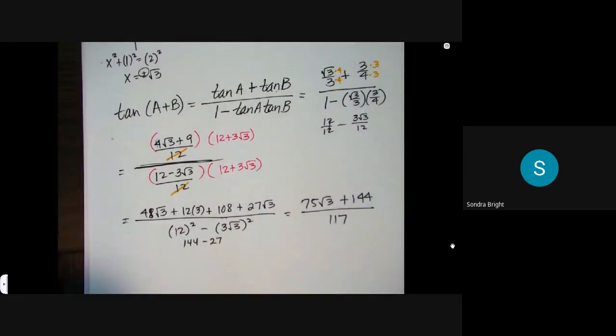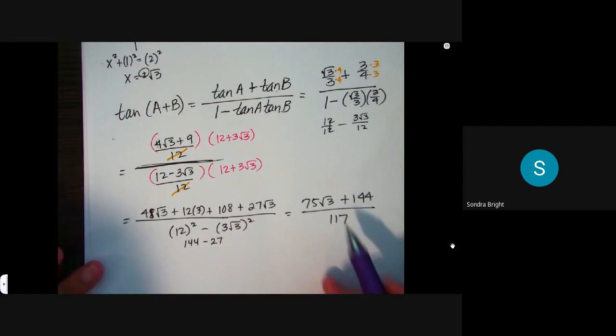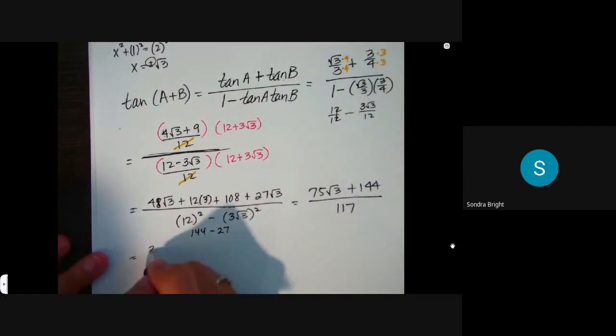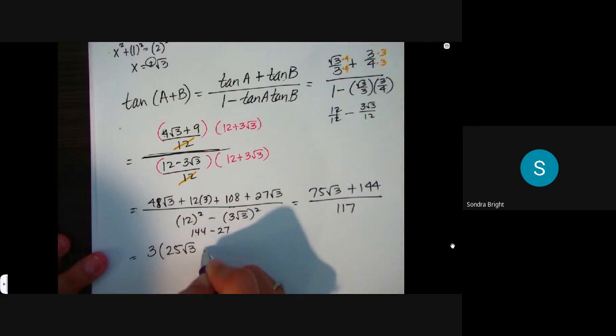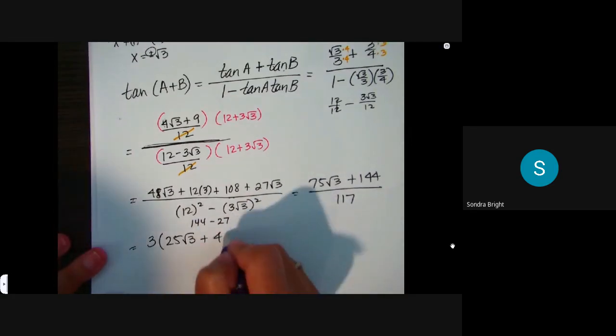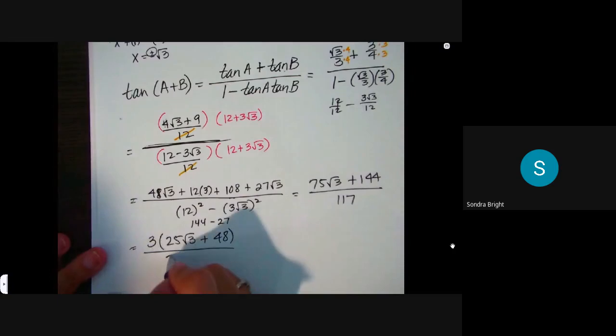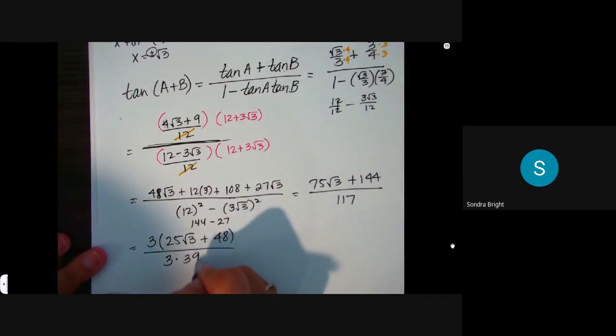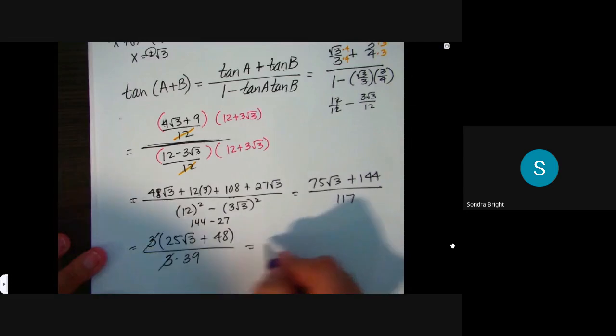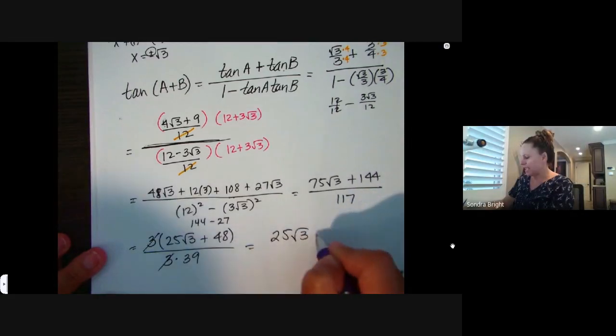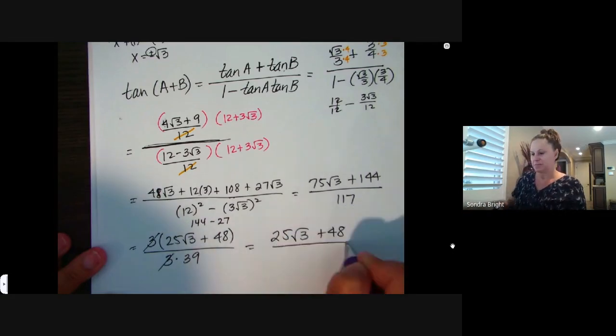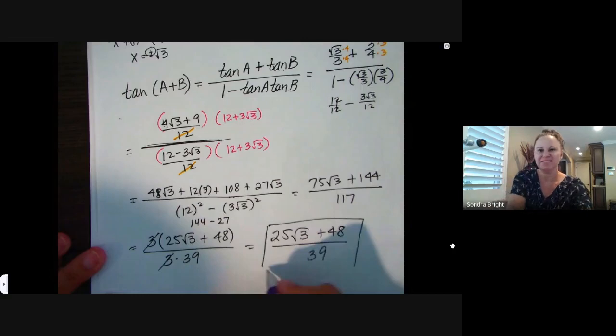Can you stop there? Well, no, because there is something in common. You should definitely reduce if you can. And what I notice is there's a 3 in common to all of these. If I factor out a 3, I would be left with 25 rad 3 plus 3 times 48 will give me 144. And then 117 is 3 times 39. So those 3's cancel. And your final answer is 25 rad 3 plus 48 over 39. Oof. Okay. That's probably the most complicated it gets. Yeah, that was pretty crazy.